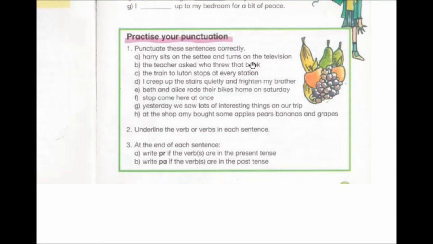The reason why I say turns on and not just turns is because if you said to somebody, turn on the TV, and they turned it so that it was faced away from you, you wouldn't be very happy. So there's a difference between turning and turning on a TV. And the final one, at the end of each sentence, write PR if it's in the present tense, or PA if it's in the past tense. So you're going to do it: sits and turns on, that's present, so PR. Okay? And let me know if you've got any questions.